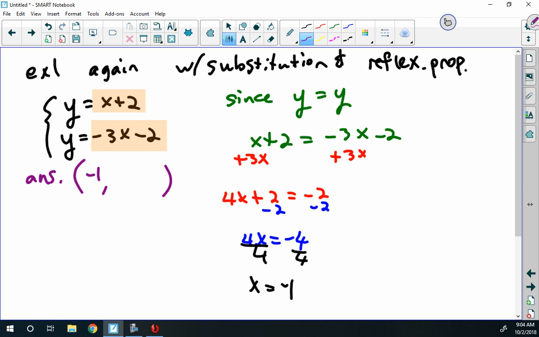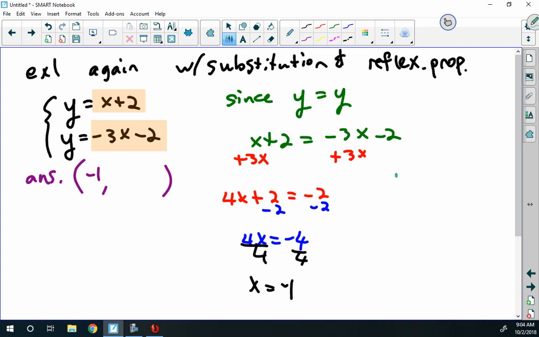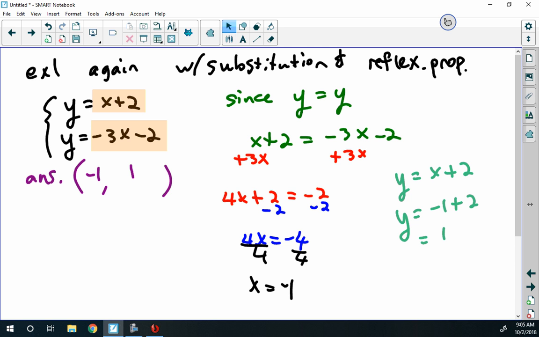Interesting thing about the substitution method is it involves substitution twice, in fact. So then if I wanted to get my other value, I guess I'm going to have to substitute that back into one of these equations. So my y value is going to be negative 1 plus 2, which is 1. So of course my answer is negative 1, 1.